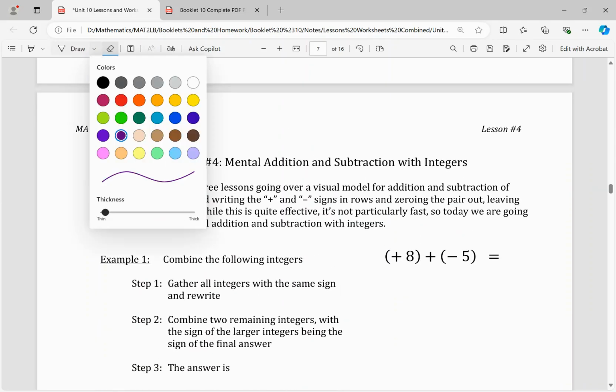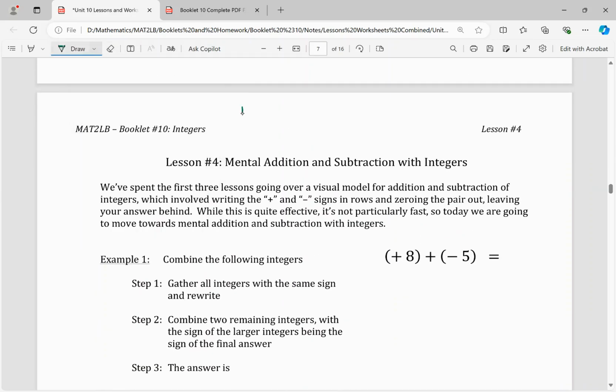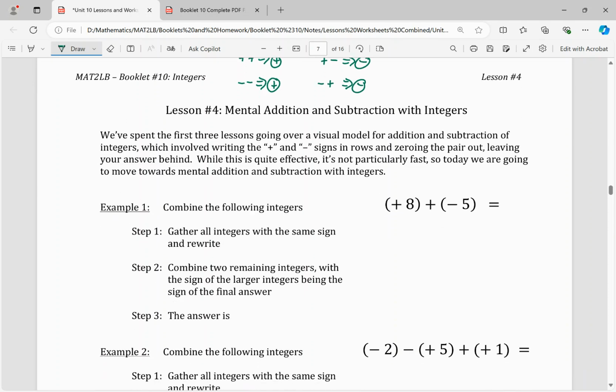Now, before we get started, a friendly reminder that when you have two positives next to each other, that makes a positive. When you have two negatives next to each other, that also makes a positive. A positive and negative make a negative. And a negative and positive make a negative, right? When the symbols are different, that's negative. When the symbols are the same, that's positive.